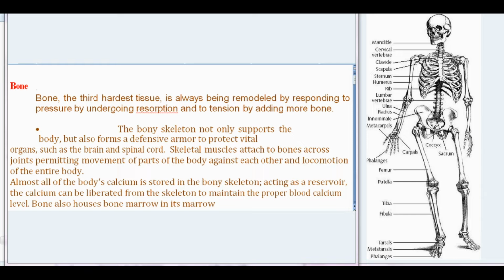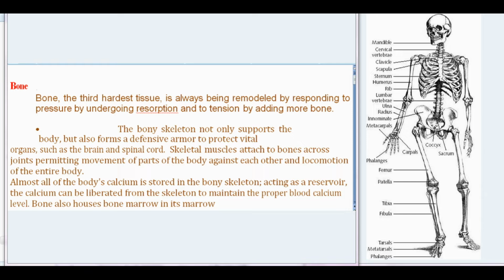Bone, the third hardest tissue, is always being remodeled by responding to pressure by undergoing resorption and to tension by adding more bone. The bony skeleton not only supports the body, but also forms a defensive armor to protect vital organs, such as the brain and spinal cord. Skeletal muscles attach to bones across joints, permitting movement of parts of the body against each other and locomotion of the entire body. Almost all of the body's calcium is stored in the bony skeleton, acting as a reservoir.